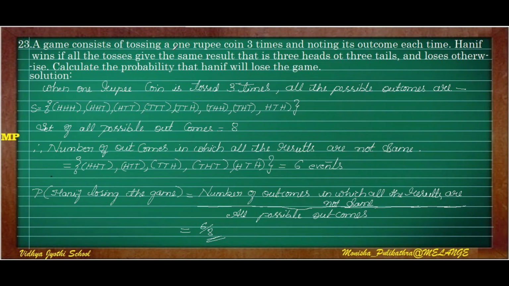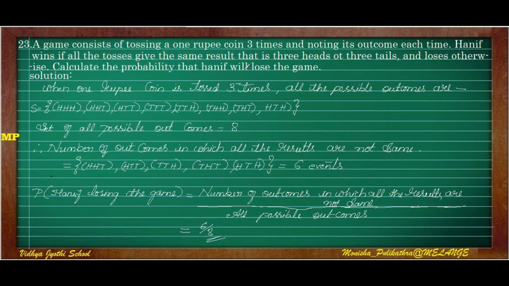A game consists of tossing a 1 rupee coin 3 times and noting its outcome each time. Hanif wins if all the tosses give the same result. So a coin will give 2 answers. Either it can be head or tail. Here a coin is tossed 3 times.